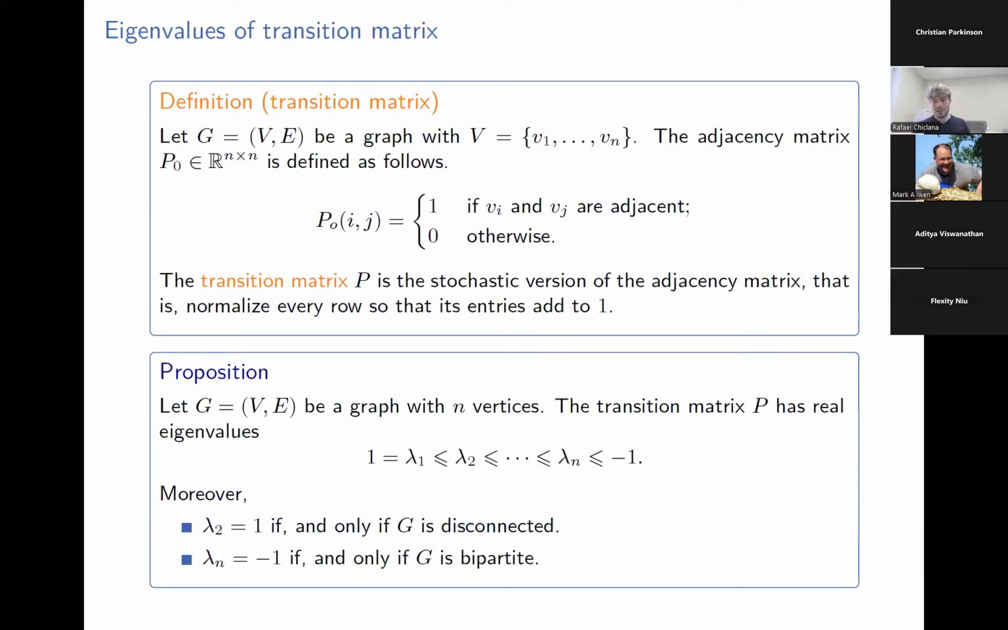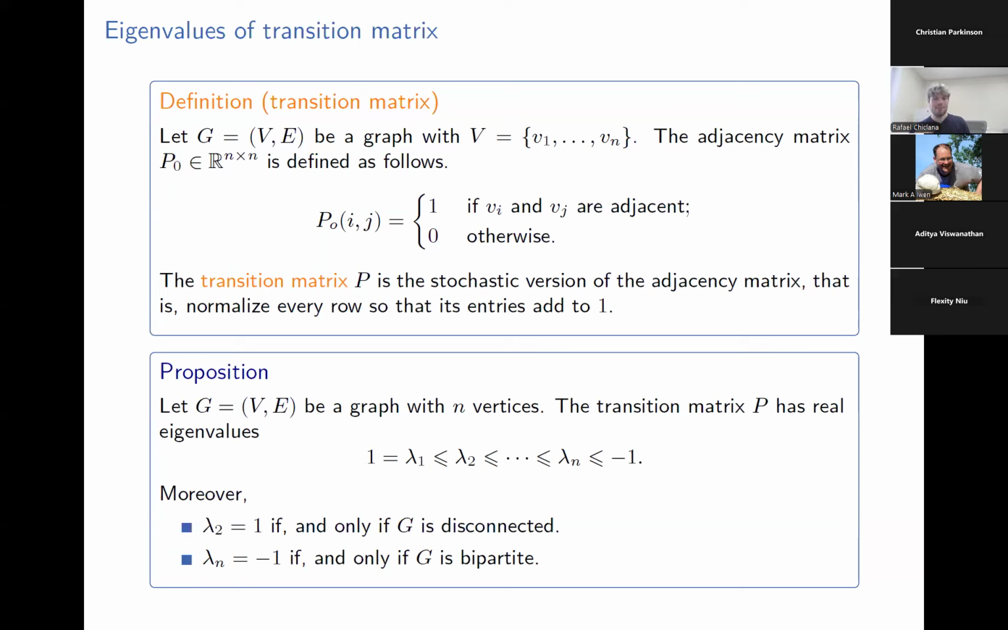How about the smallest eigenvalue? The smallest eigenvalue tells you how bipartite your graph is. Same thing, a graph is bipartite if and only if the smallest eigenvalue is equal to -1. And same thing, this is kind of continuous. If your graph is almost bipartite, so you can make it bipartite by simply removing a few edges, then lambda n will be very, very close to -1.